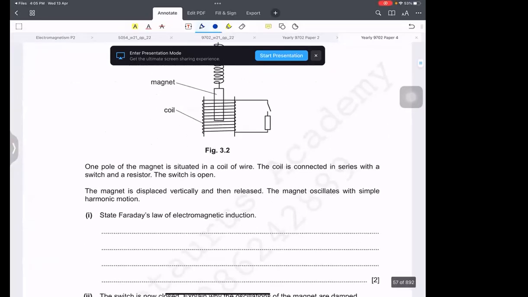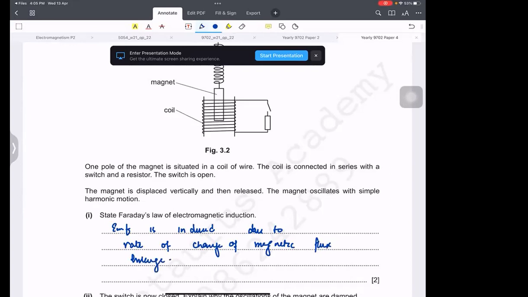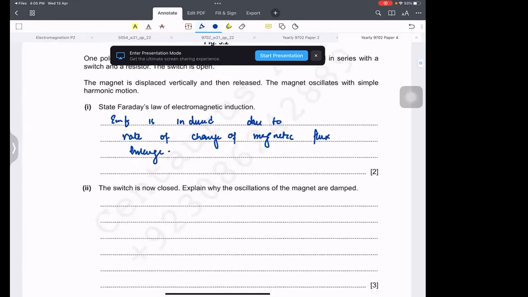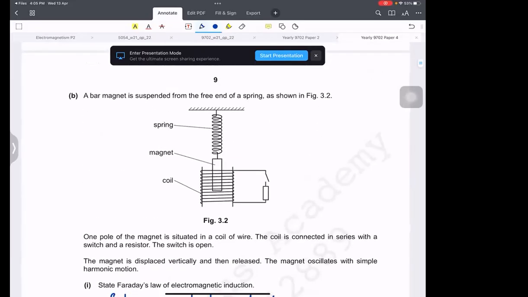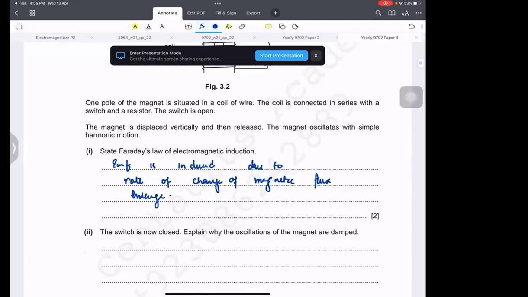State Faraday's law of electromagnetic induction. EMF is induced due to rate of change of magnetic flux linkage. You can also write that is directly proportional or proportional. Switch is now closed. Explain why oscillation magnet are damped. Switch is closed. Okay. It's very simple.